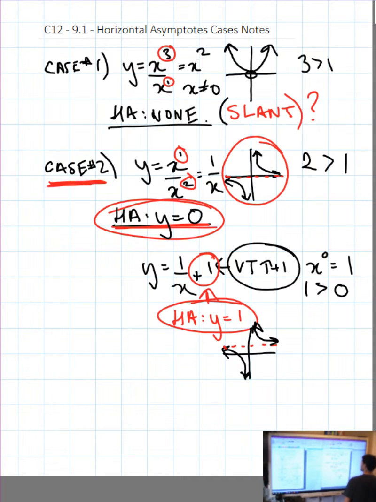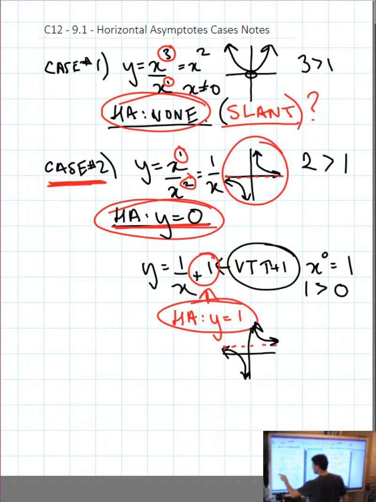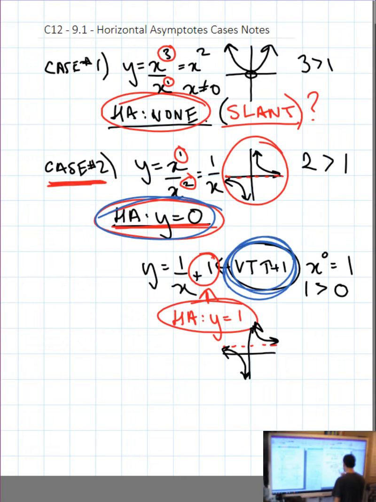So let's review. Case 1, if the exponent of x is higher on the top than on the bottom, there is no horizontal asymptote, but there might be a slant. Case 2, if the exponent of x is higher on the bottom, y equals 0. If that graph has a vertical translation up 1, then we simply move the horizontal asymptote from y equals 0 up 1 to y equals 1.